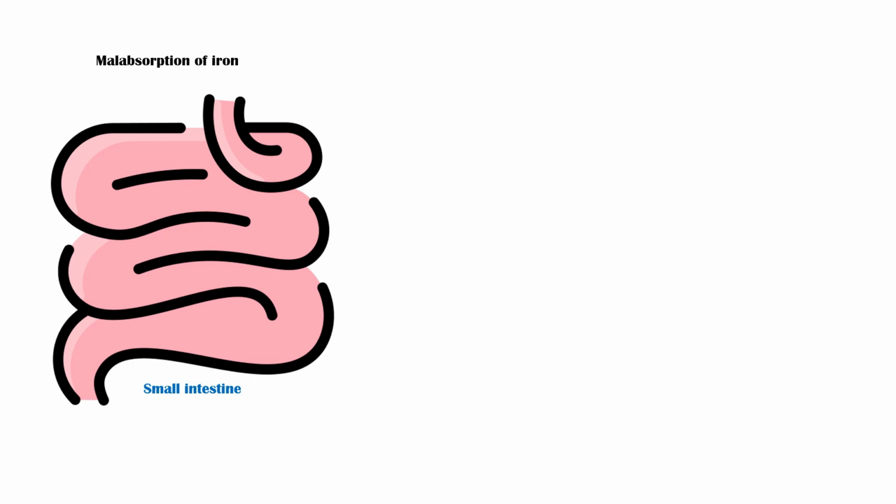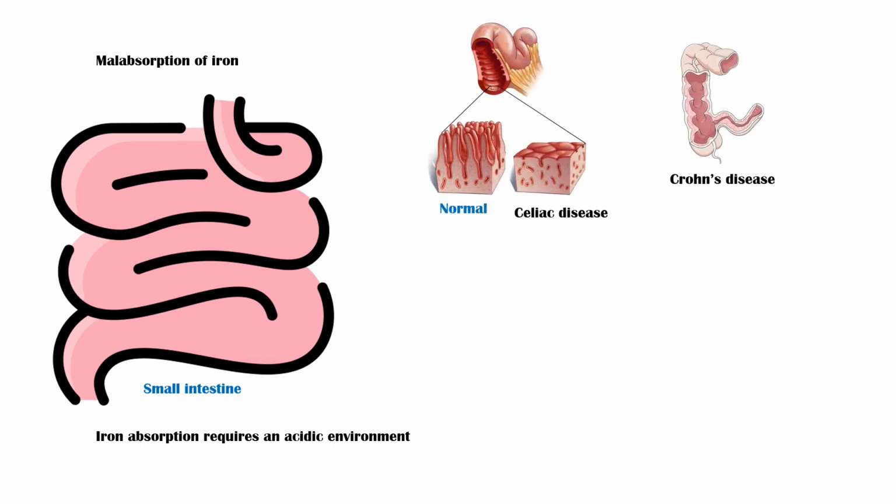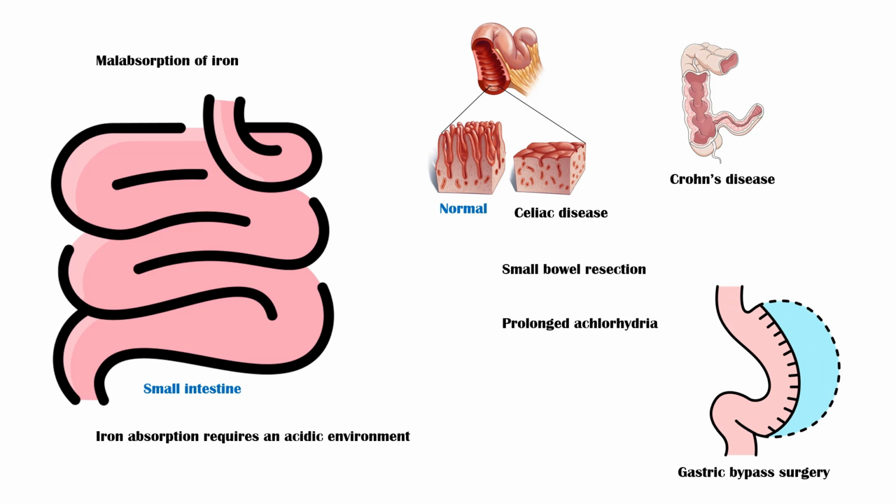Malabsorption of iron also causes iron deficiency. Iron is absorbed into the body by the small intestine. So, any pathology that affects the small intestine can lead to reduced iron absorption and iron deficiency. In addition, iron absorption requires an acidic environment, which is provided by the gastric acid. Therefore, any condition that affects gastric acidity will also lead to iron deficiency. Some of these conditions affecting the small bowel include celiac disease, Crohn's disease, and small bowel resection. Conditions affecting the gastric acidity include prolonged achlorhydria and gastric bypass surgery.